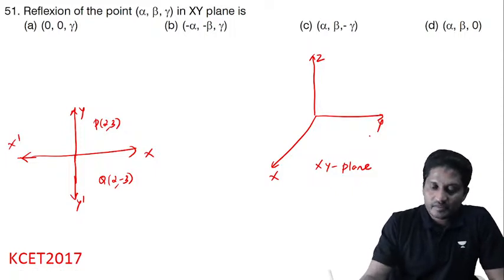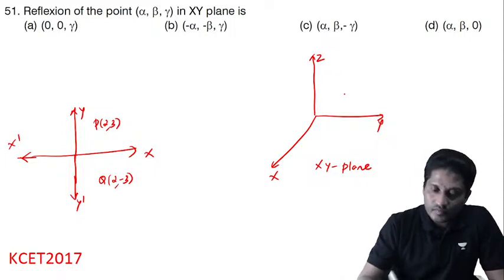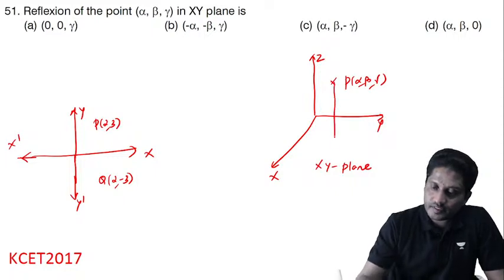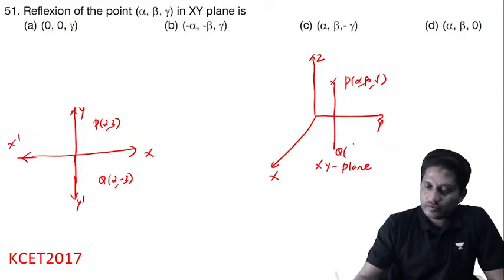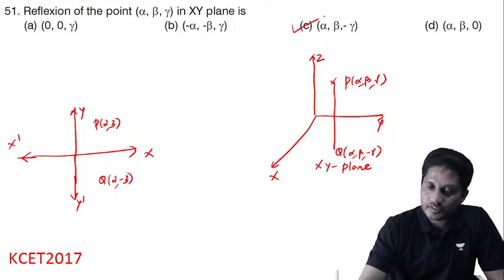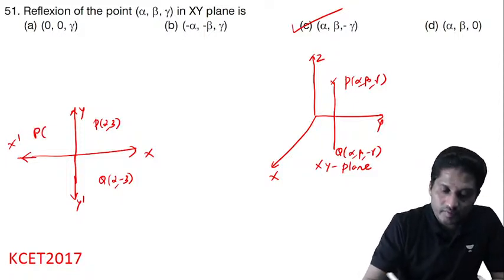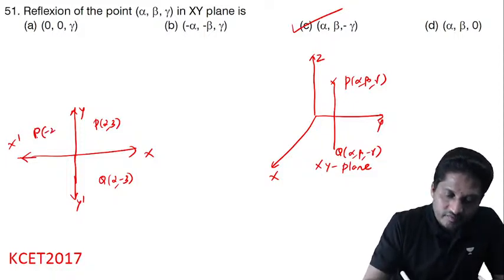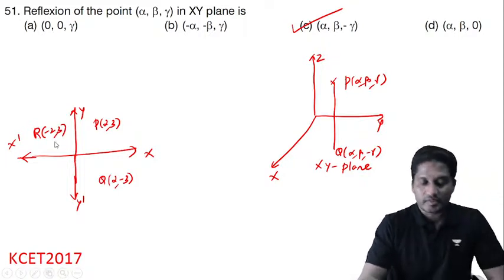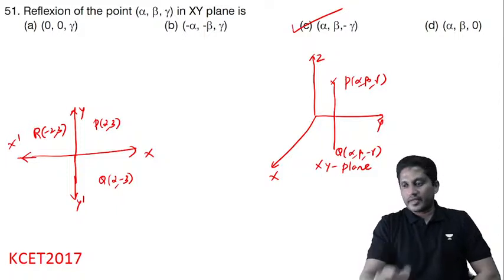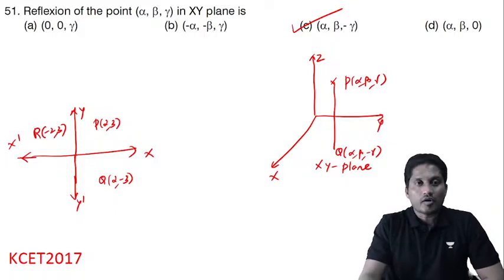If it is xy plane, right? Suppose this is the point. This point is alpha, beta and gamma. Image of this with respect to xy plane will be equal to alpha, beta and minus gamma. Answer will be equal to option C, guys. Similarly, the image of 2 comma 3 with respect to y-axis will be x is negative, y will be positive, minus 2 comma 3. The image of alpha, beta, gamma in xy plane will be alpha, beta, minus gamma. Answer is option C only.